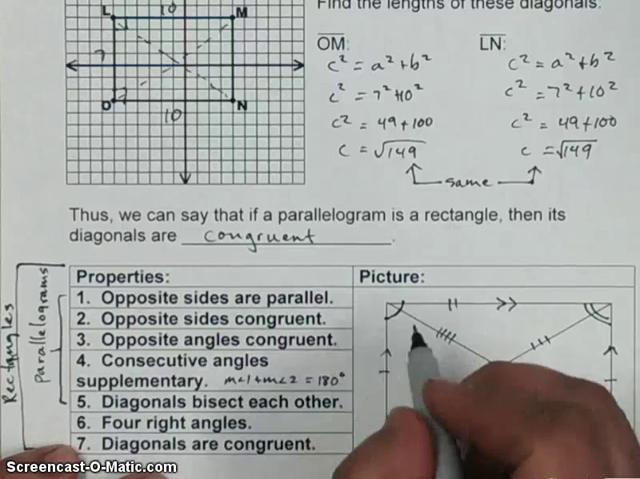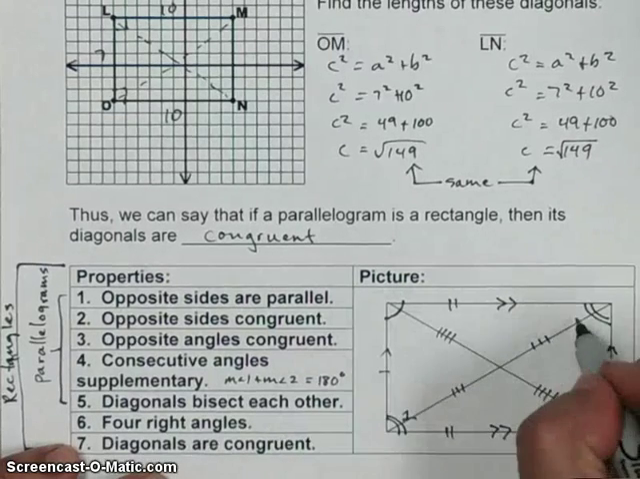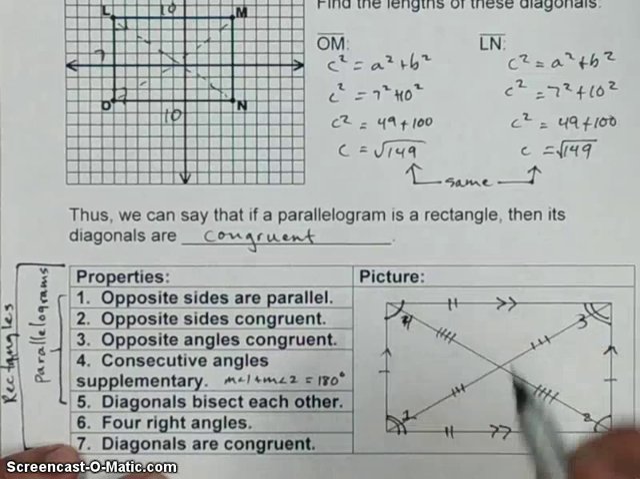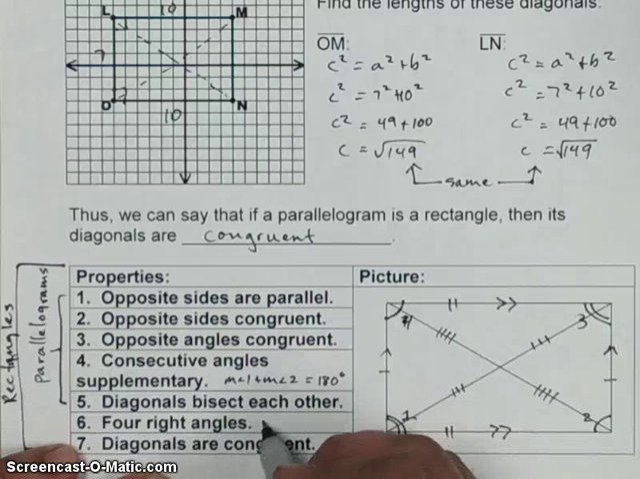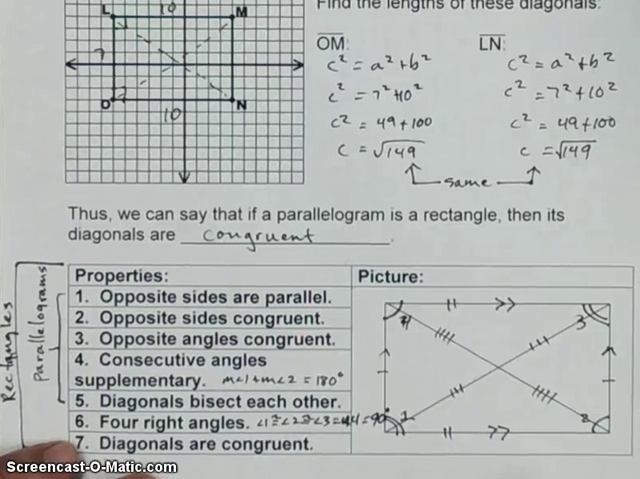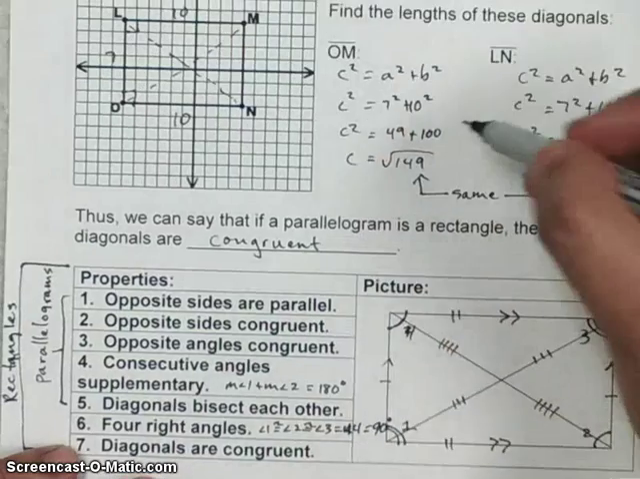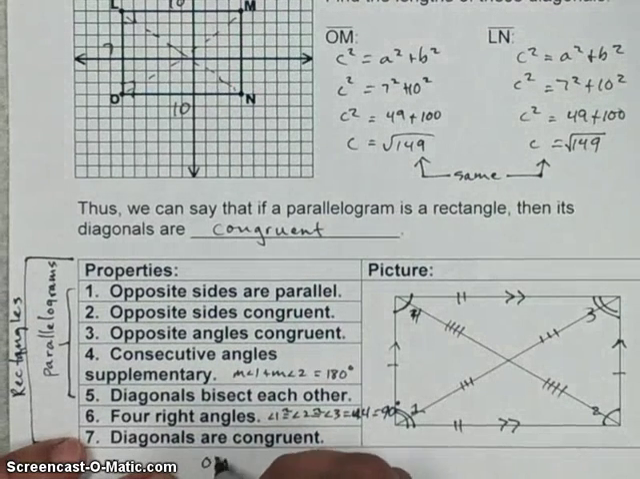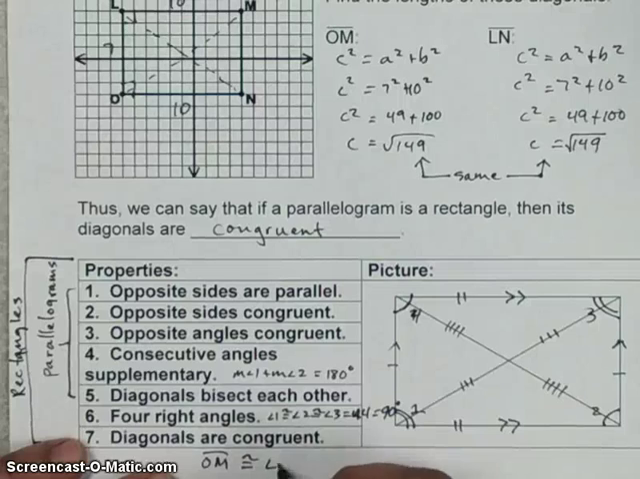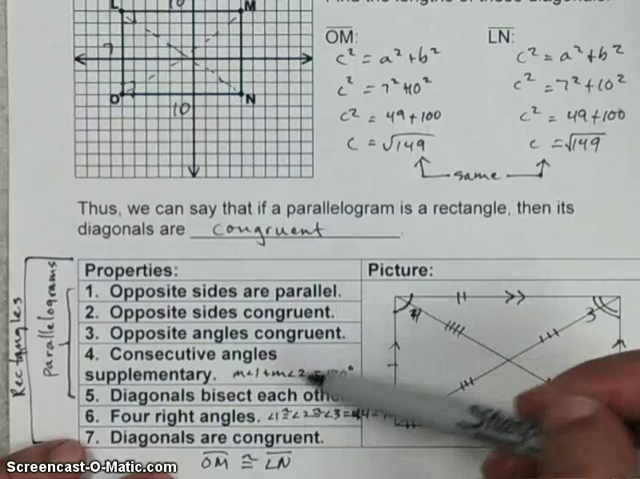Four right angles. So we could say if this is angle 1, 2, let's call this 3 and 4. That would mean angle 1 is congruent to angle 2, congruent to angle 3, and congruent to angle 4. They all happen to equal 90 degrees. Okay? The diagonals are congruent, which is what we talked about up here. That would be another thing we could say, OM is congruent to LN. Okay, so these are all seven properties for a rectangle.